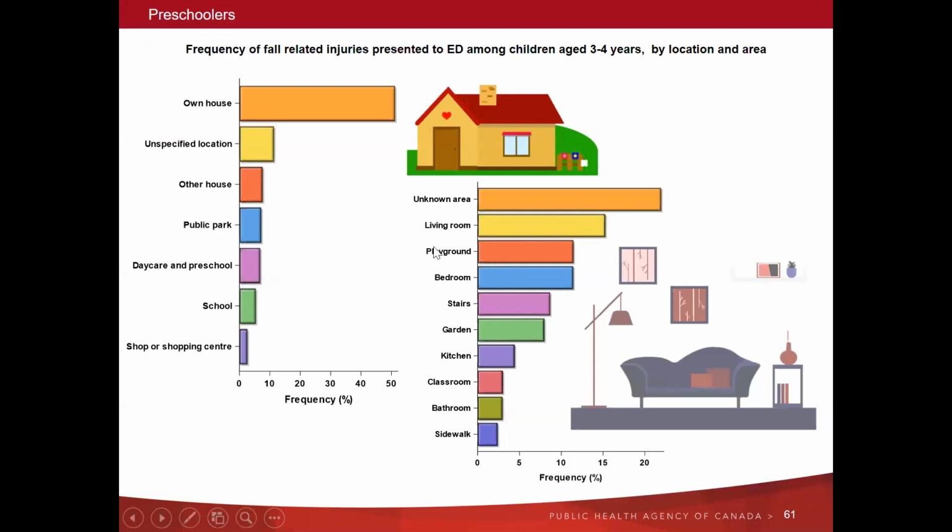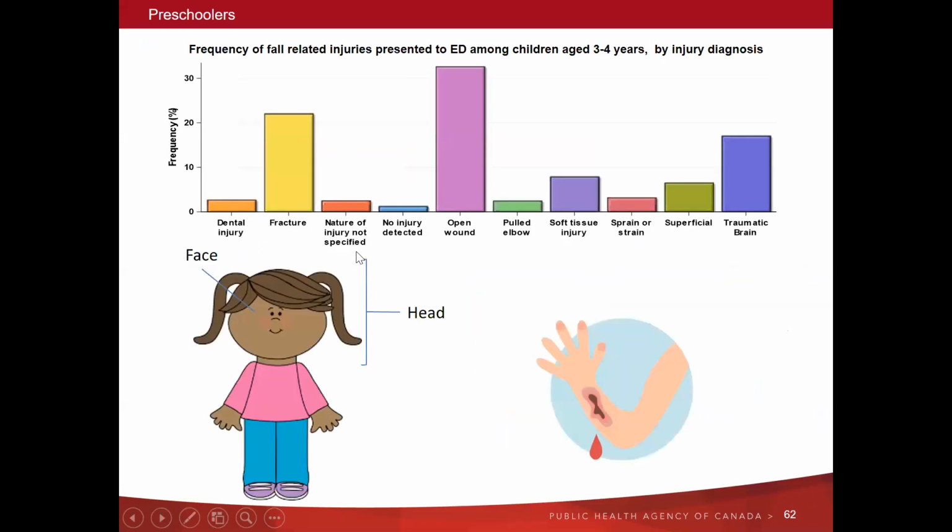Although falls in the living room and the patient's own home continue to be the dominant site area and location of injuries, respectively. The head and the face continue to be the primary site of injury, although at this age you begin to notice that their body proportions are normalizing and that they're using their limbs more often to catch their falls. As a consequence, fractures become more common than traumatic brain injuries, but open wounds still dominate.